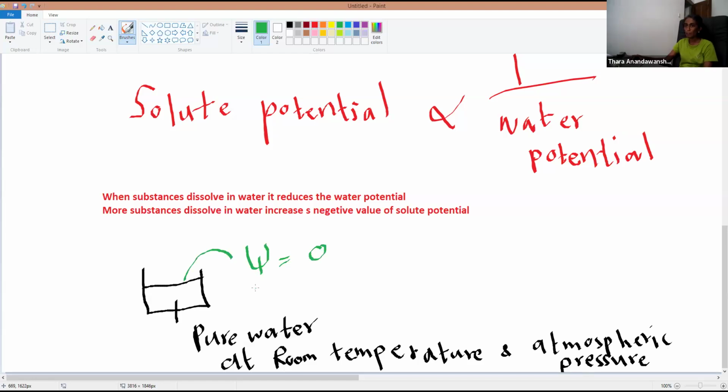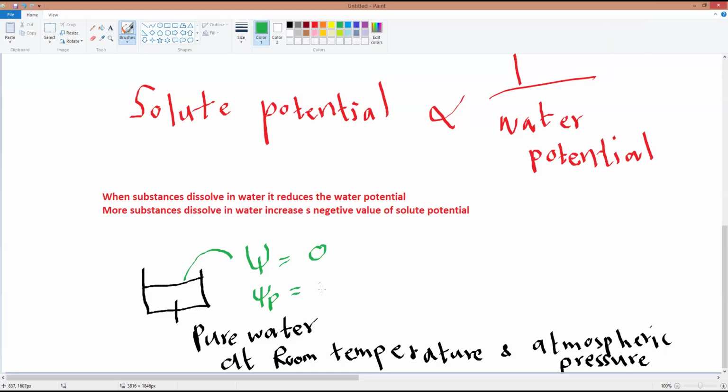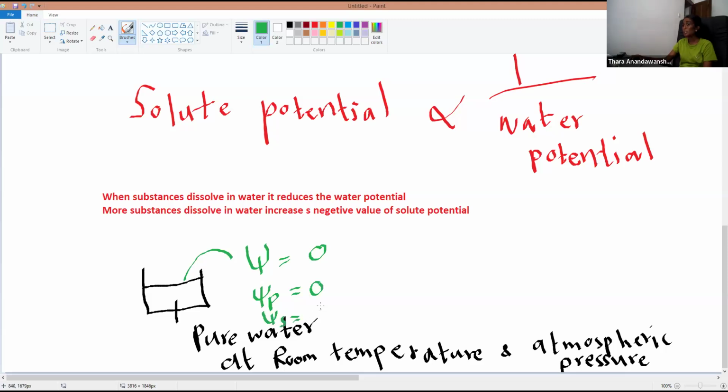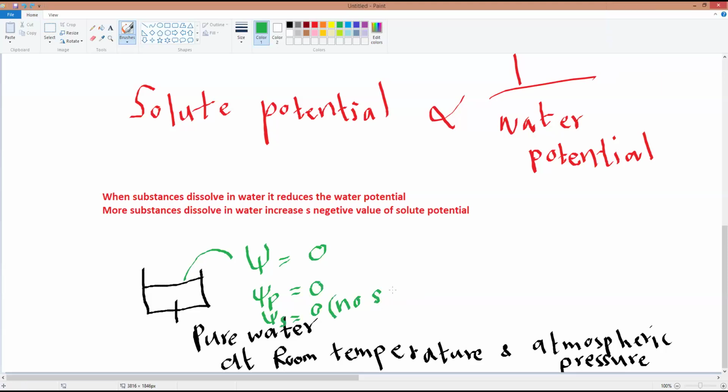Since there's no physical pressure applied here, what do you think of the psi P value here? Also 0. Then eventually the psi S value is also 0. Can you understand? No solute dissolved, therefore psi S value is also 0. Understood now? Yes, teacher.